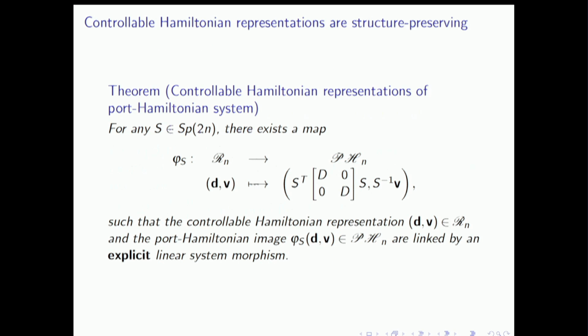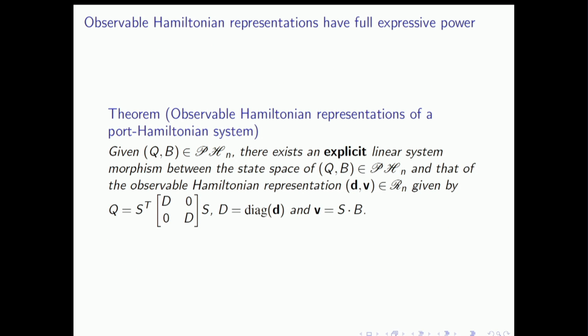But why do I care about the observable Hamiltonian representation? Because I have another theorem that tells me no matter what Q and B, no matter what port-Hamiltonian system you are giving me, there exists a linear morphism between the space of Q and B and that of the observable Hamiltonian representation, which is parameterized by some D and V, right? So why is this important in machine learning? Because no matter what the underlying system is, it is always parameterized by Q and B, right? But there always exists a D and V that captures exactly the same input-output dynamics.